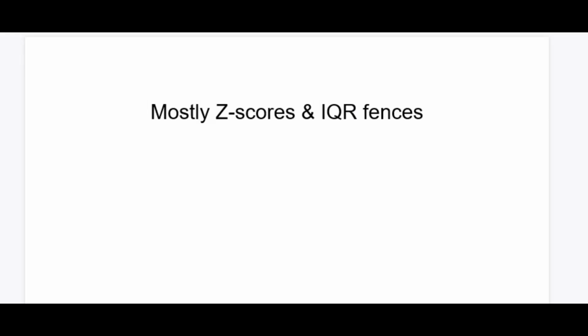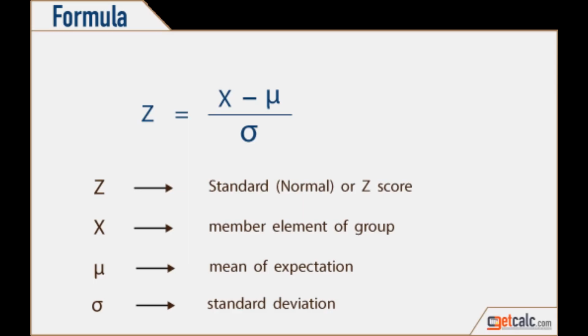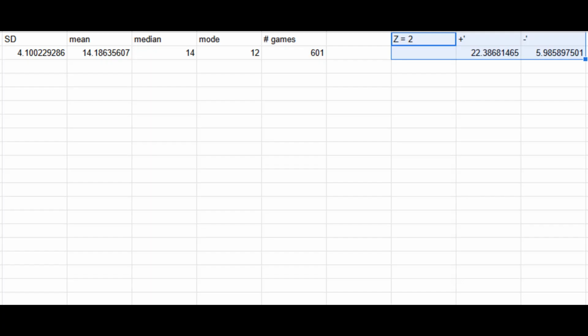This can be done with a couple of methods, but I have used z-scores here and have chosen to use a z-score of 2. A z-score represents how many standard deviations away you are from the mean. So with a z-score of 2, that means that this data is 2 standard deviations away from the mean.